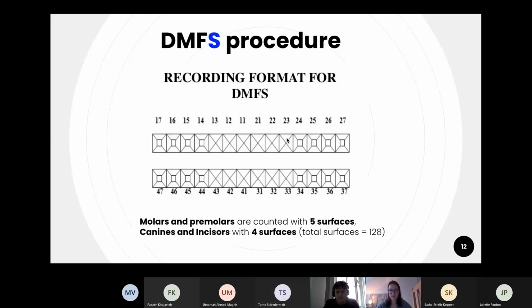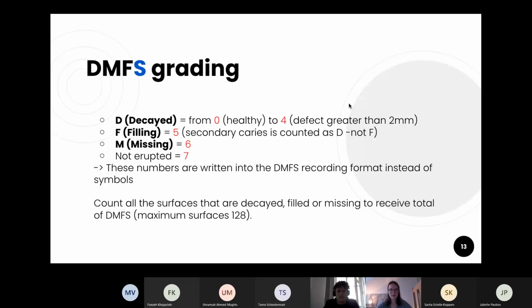For example, if this has a big caries lesion, you'll put a 4 in here, and then you will know. And then, yeah, you just count all the surfaces that are decayed, filled, or missing, and then you receive the total of DMFS.